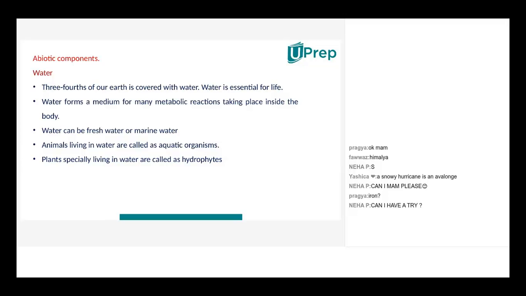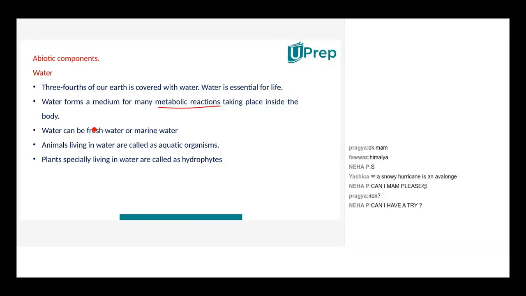Then the second point: water forms a medium for many metabolic reactions. Metabolic reactions would be, for example, the digestion that we are having in our body. That happens in the presence of water. The flowing of blood within our body is also because of water. Just imagine if there was no water, no plasma, how would the blood flow? It would have been all dry and hard, just like any solid. How would it flow through the capillaries and arteries?